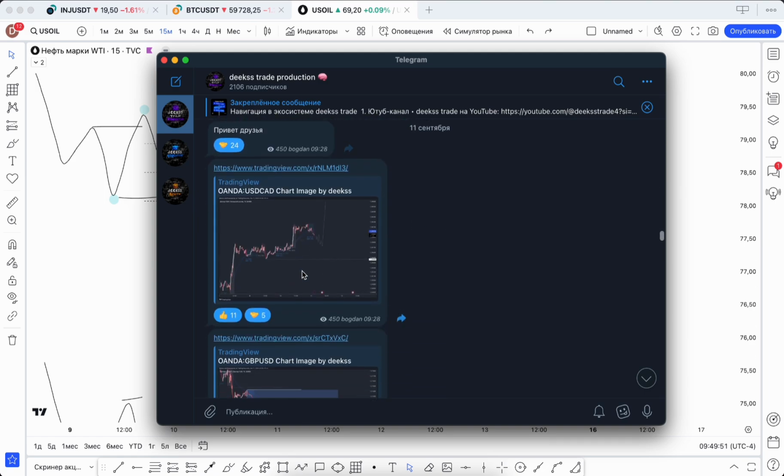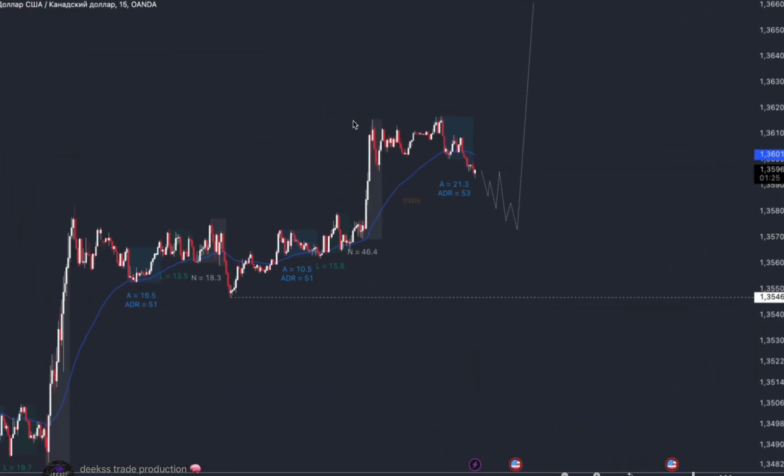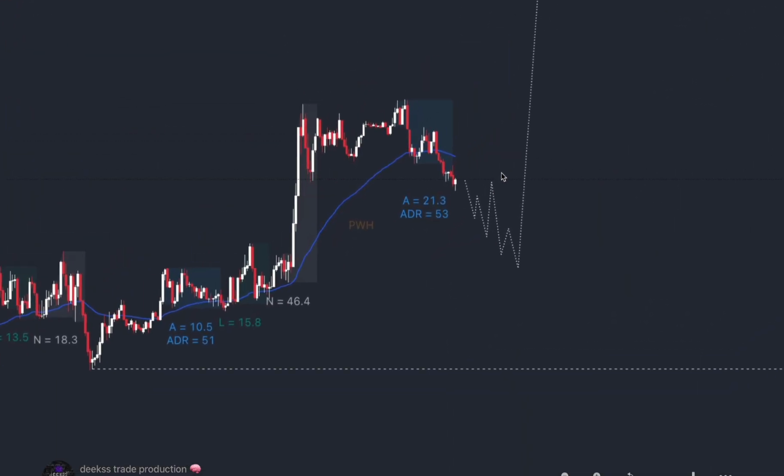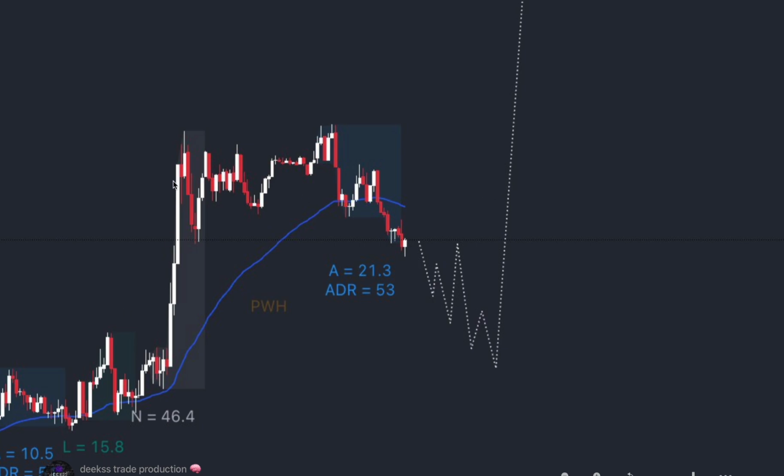Here I also wrote hello to friends as usual, and sent the analysis. On USD CAD, we have the same time frame M15. Pay attention to how I did it. That is long. Of course, long. Why? Because again, we had an impulse here, a correction, and here's a new impulse. There were small corrections inside it.